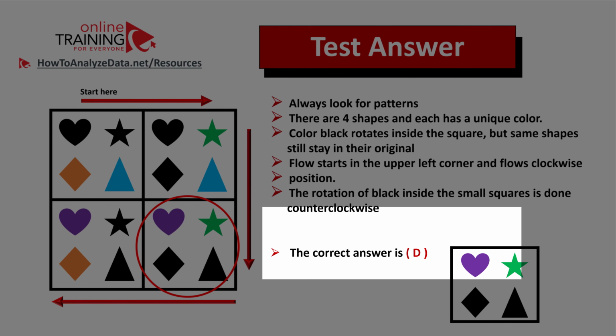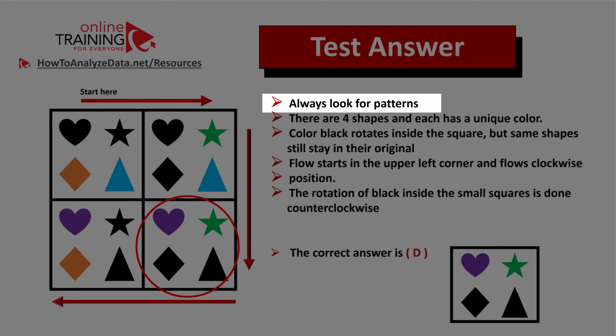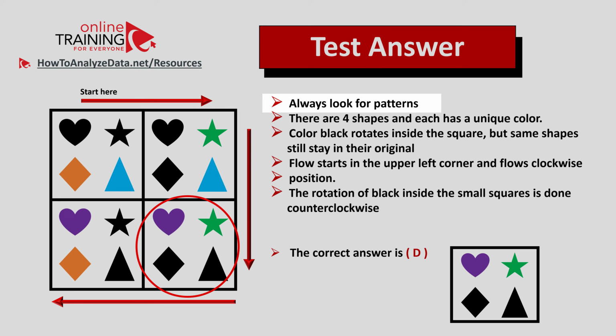Let's recap. Always look for patterns. In this case, there are 4 shapes, and each shape has a unique color. Color black rotates inside the square, but the same shapes stay in their original position, and the rotation inside the squares is done counterclockwise. So hopefully you've nailed this question and now know how to answer similar problems on the test.